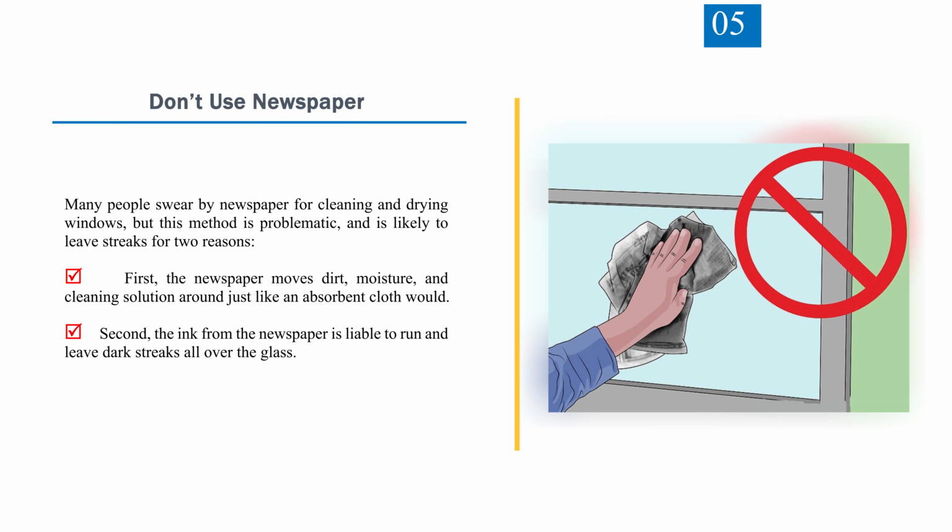Number 5. Don't use newspaper. Many people swear by newspaper for cleaning and drying windows, but this method is problematic and is likely to leave streaks for 2 reasons. First, the newspaper moves dirt, moisture, and cleaning solution around just like an absorbent cloth would. Second, the ink from the newspaper is liable to run and leave dark streaks all over the glass.